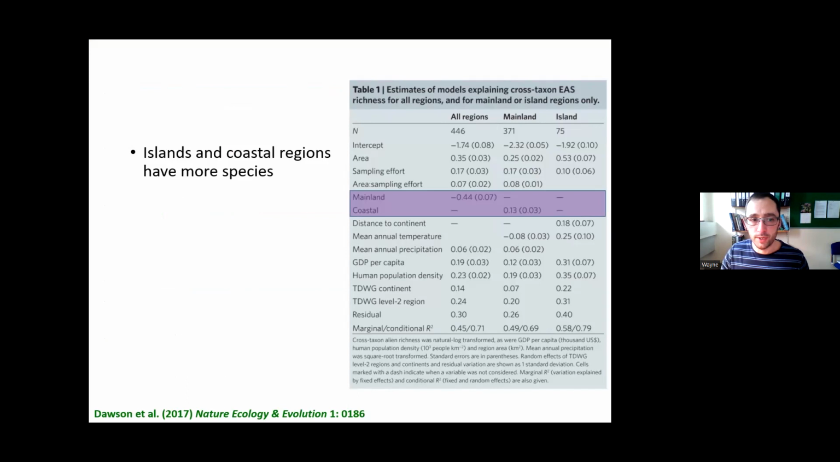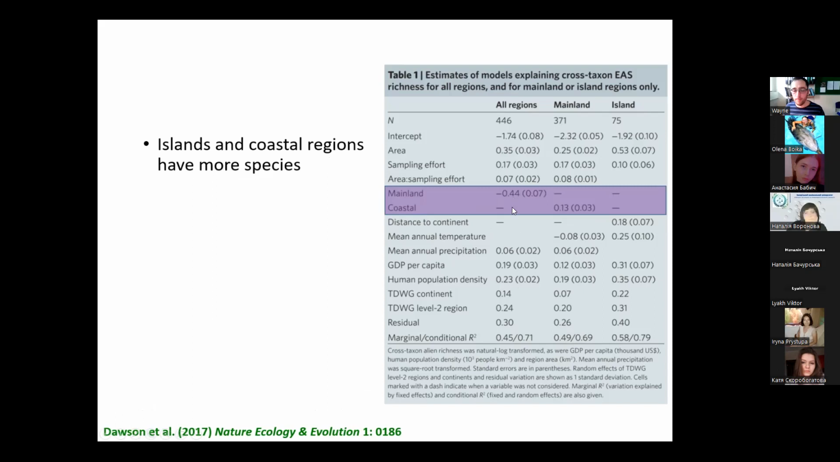So the first key finding was that, yes, indeed, islands and coastal regions tend to have more introduced established species. So if we look across all regions, whether mainland or island, the mainland ones tend to have fewer species present that are naturalized, okay? If we look at just the mainland regions, this number here is positive. That indicates that coastal regions compared to landlocked regions tend to have more established species as well. So we've got an island effect confirmed, and we've got this coastal versus inland effect as well.